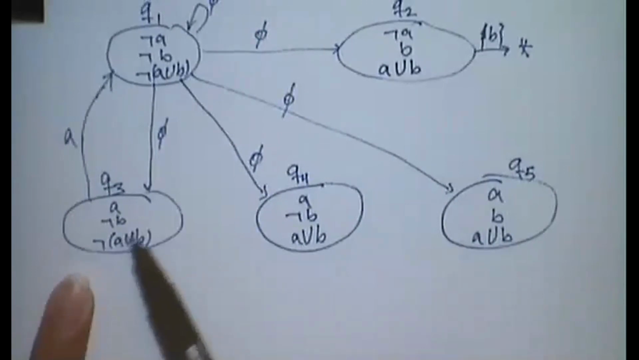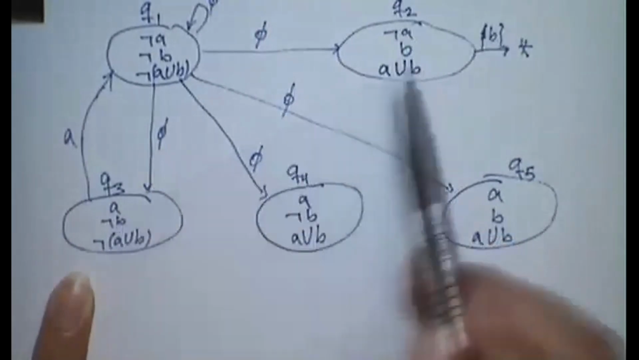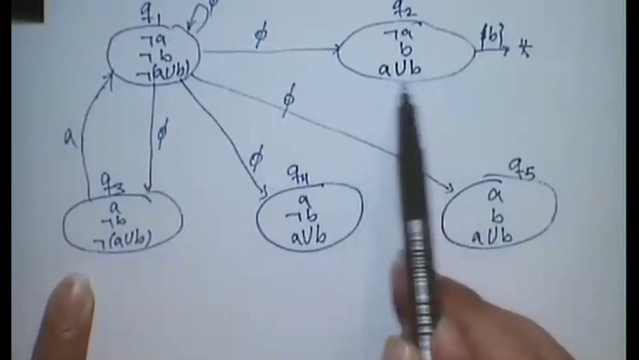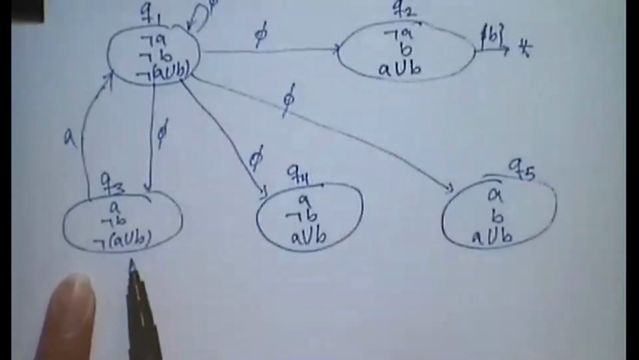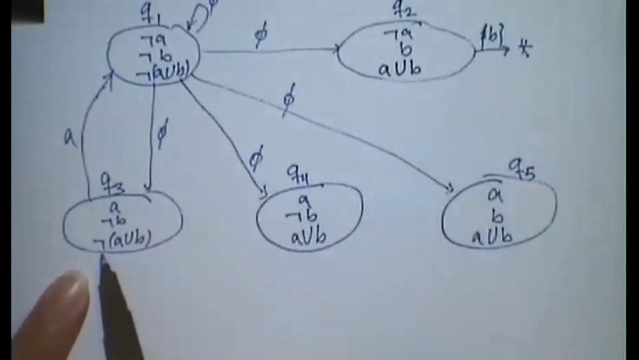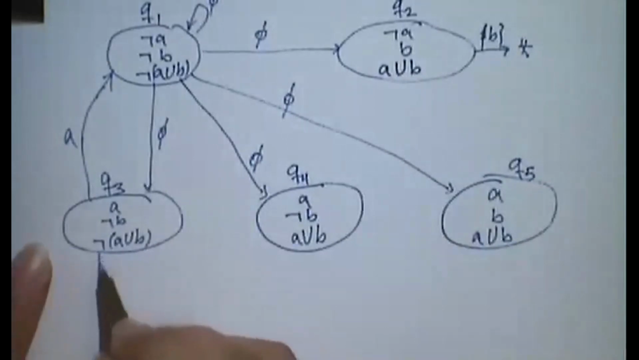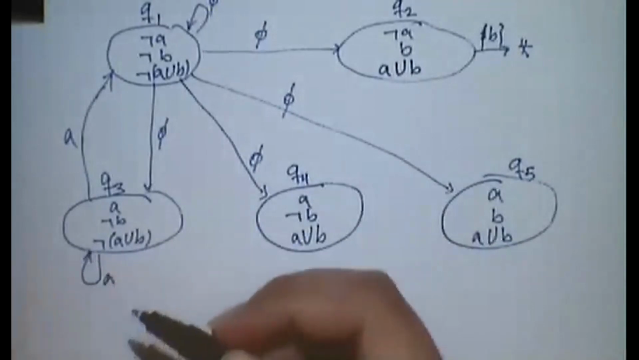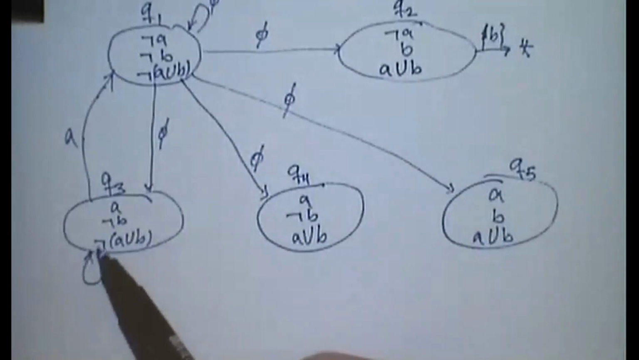Is there an edge from Q3 to Q2? No, because if I go from Q3 to Q2, I will satisfy A until B starting from Q2, which means that I would have satisfied it starting from Q3. So there is no such edge. Is there an edge from Q3 to itself? Yes. Why? Because if I take this edge, I will be back at Q3 and I will not satisfy A until B.